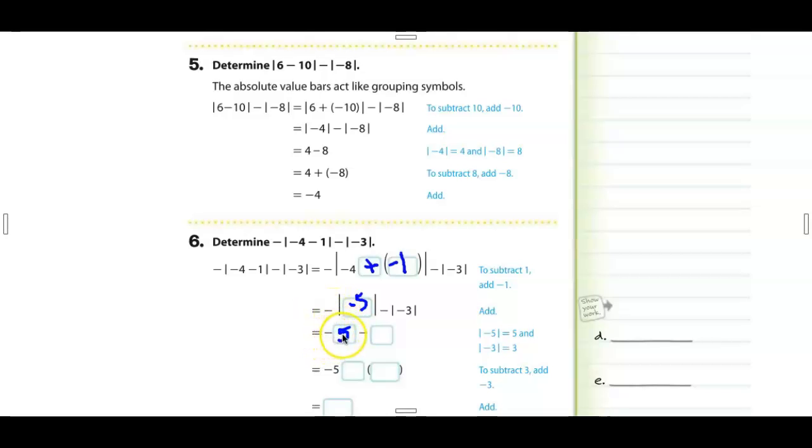Okay, so negative 5 minus the absolute value of negative 3. What's the absolute value of negative 3? 3. Okay, very good. So now we have negative 5 minus positive 3. So now I need to change that to the additive inverse. So negative 5 plus, and what is the opposite of positive 3? The answer is negative 3. And so negative 5 plus negative 3, the answer is negative 8.